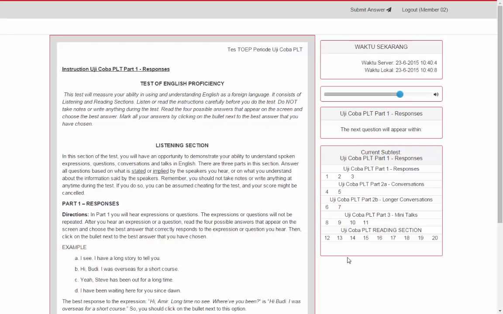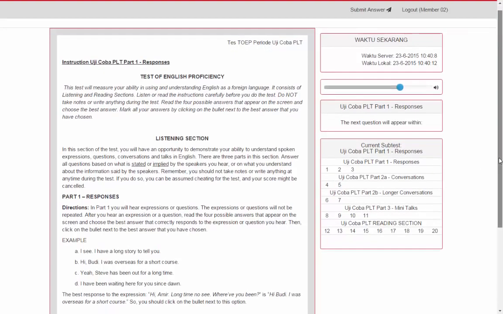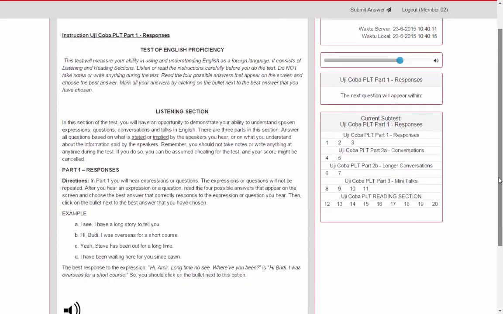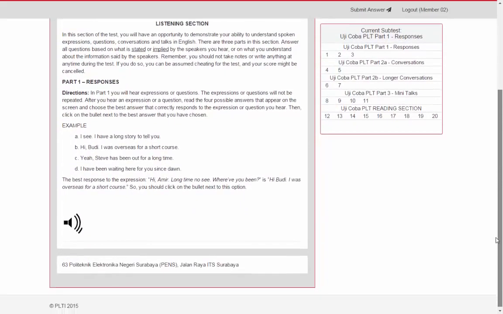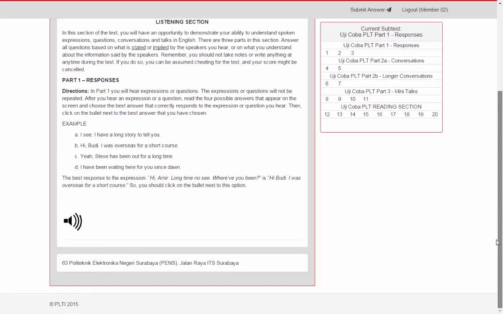Do not take notes or write anything during the test. Read the 4 possible answers that appear on the screen and choose the best answer. Mark all your answers by clicking on the bullet next to the best answer that you have chosen.